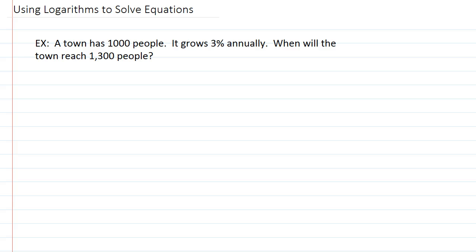We've already talked about how we can set up a model using a times b to the x. We have 1,000 people to start. We're growing at 3% annually. And then we have t here. The question is, when will it reach 1,300? They're not giving us time. They're giving us kind of a goal, and we need to figure out what time it will take to get there. So I'm setting it up like this.